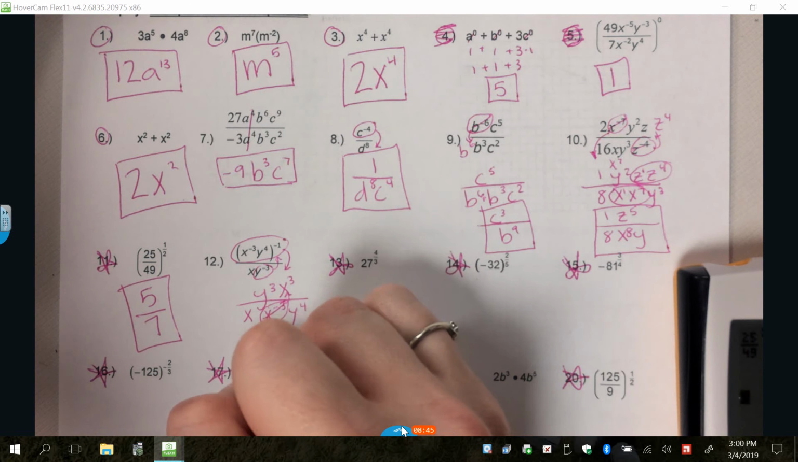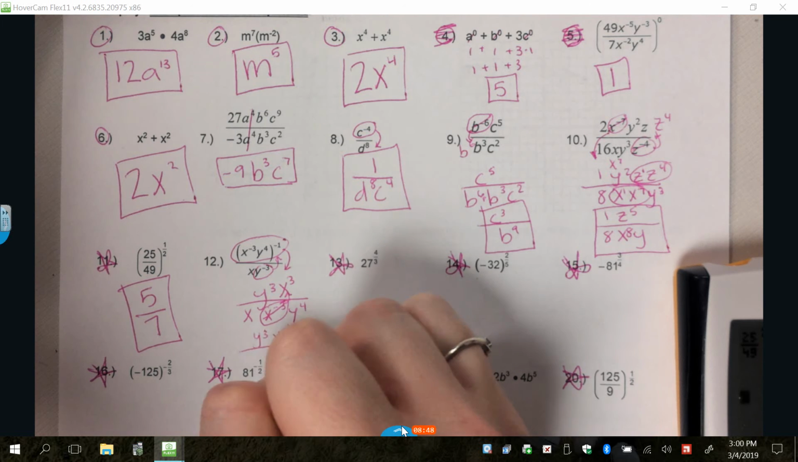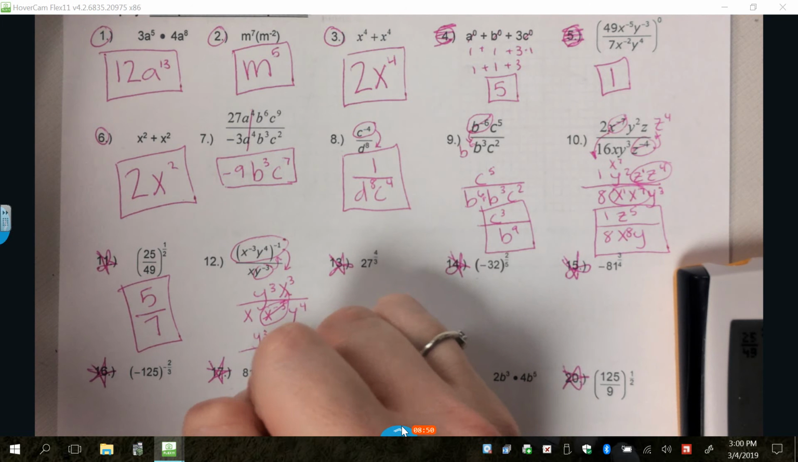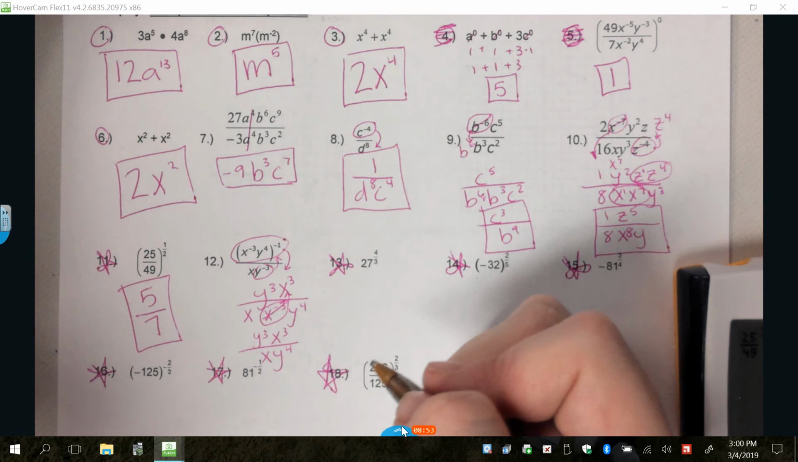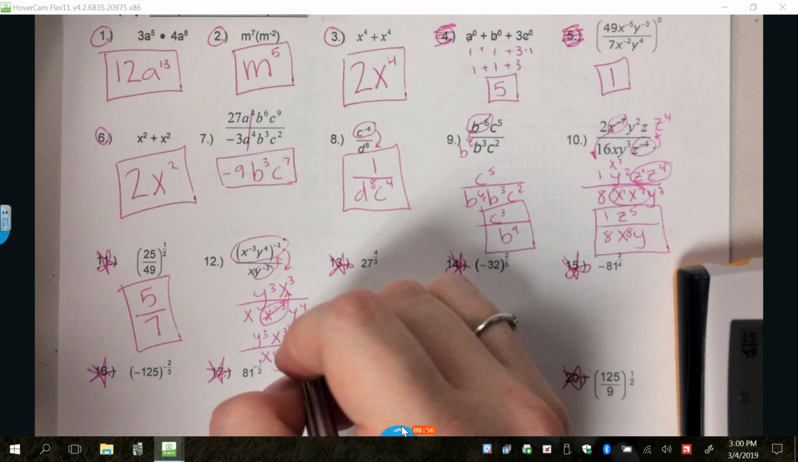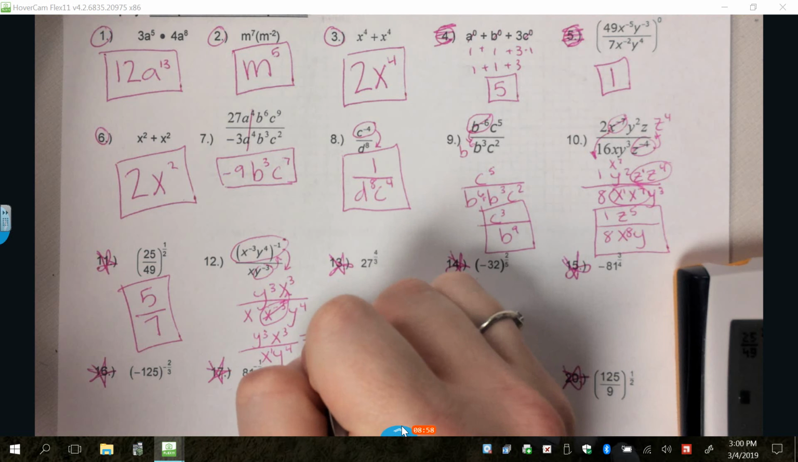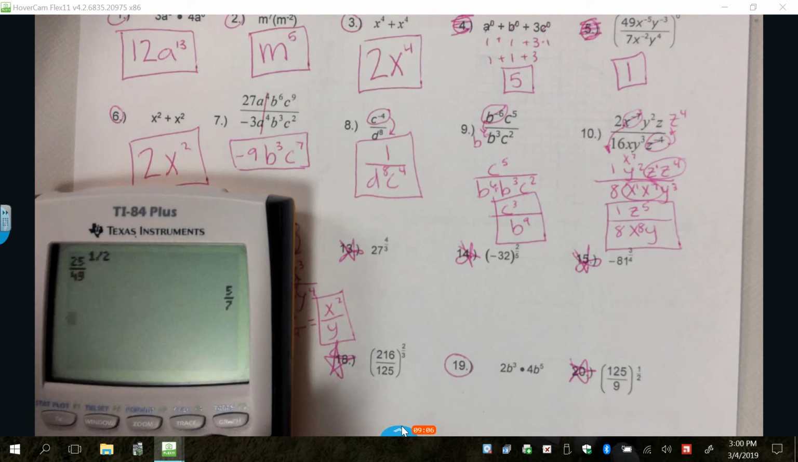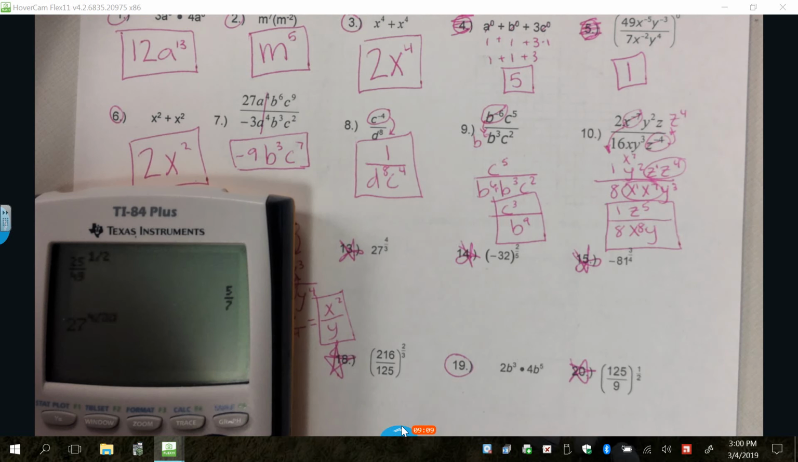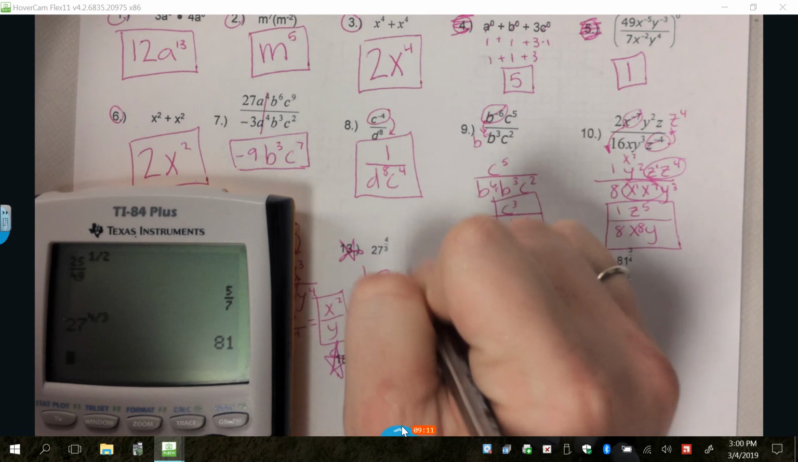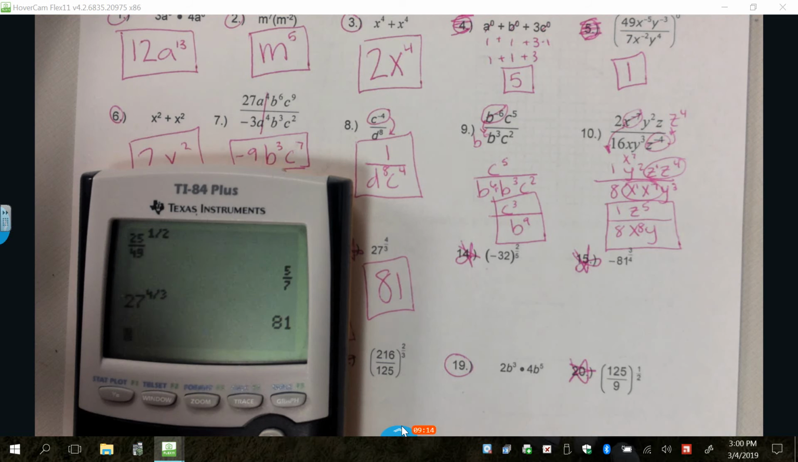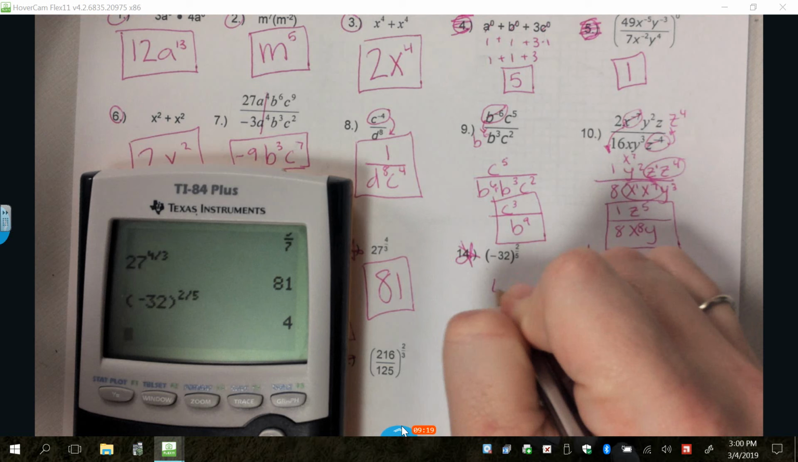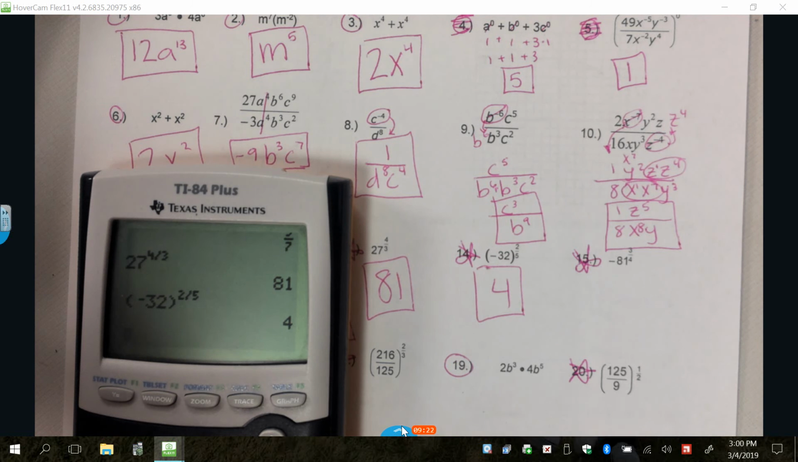So now I have y to the 3rd power, x to the 3rd power over x, y to the 4th power. So I want you to realize there's more x's on top and more y's on bottom. 3 minus 1 is 2. 4 minus 3 is 1. There's your answer. 13 can be done in the calculator. So the answer is 81. 14 can be done in the calculator. 15 can be done in the calculator.